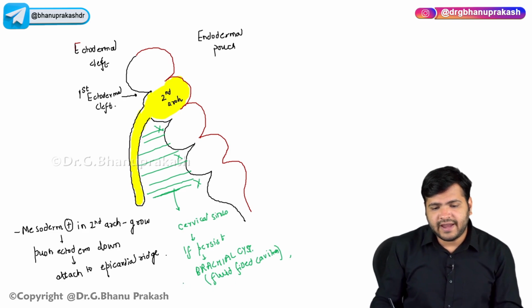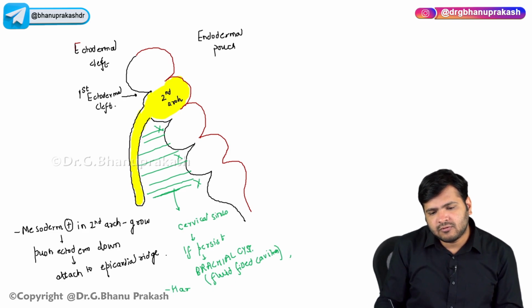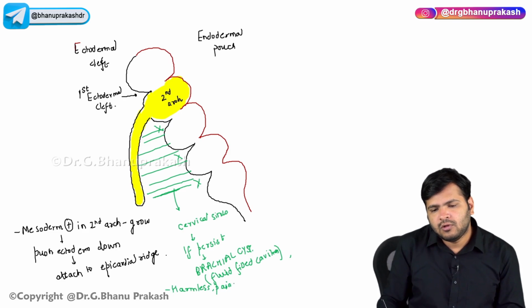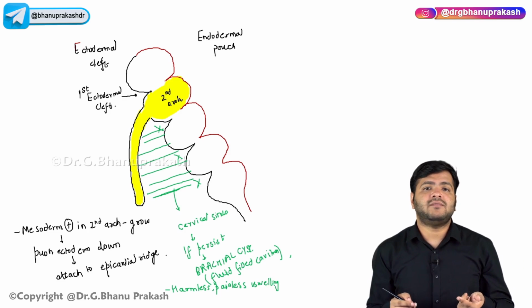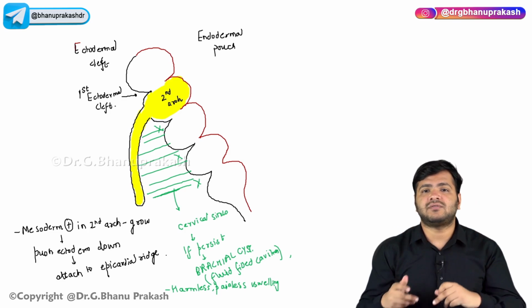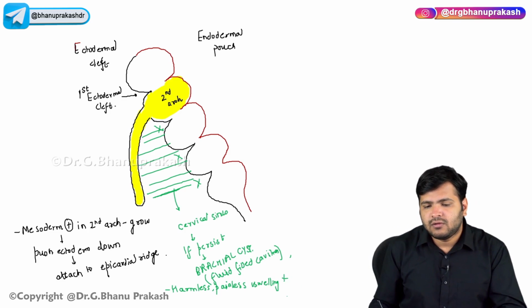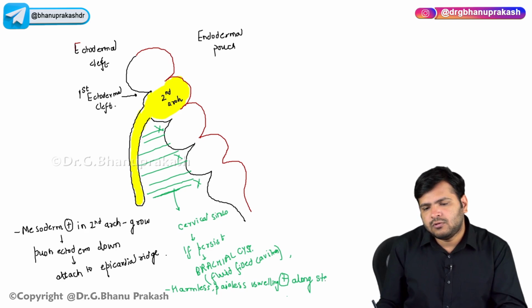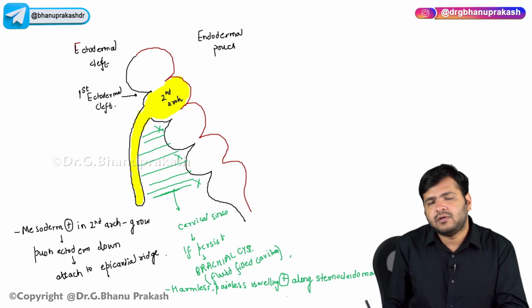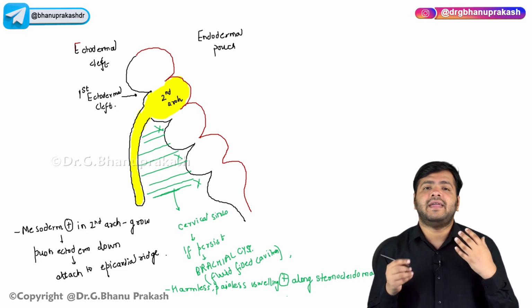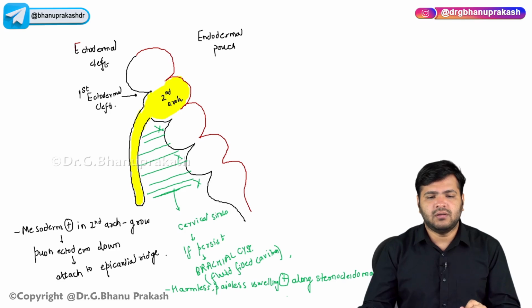So if you want, you can write this also. It is a harmless, painless swelling. It is a harmless painless swelling which is present along the sternocleidomastoid, just along the anterior border.